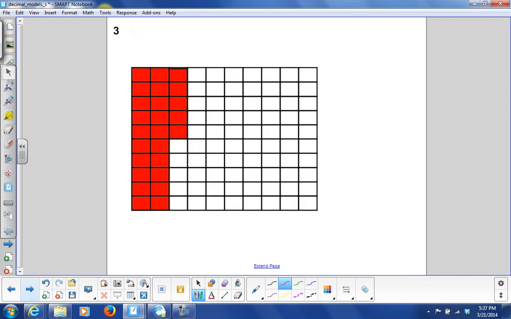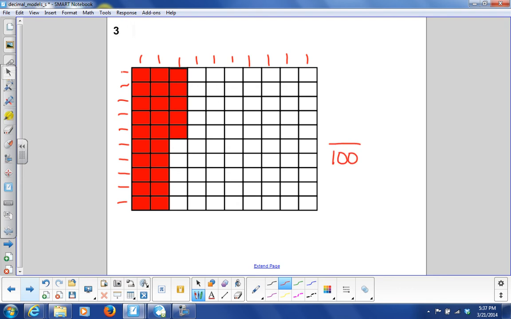Okay, here's another one. Now we've got not just 10 pieces, but we have 100, right? If I counted them here, I had 1, 2, 3, 4, 5, 6, 7, 8, 9, 10. 1, 2, 3, 4, 5, 6, 7, 8, 9, 10. 10 times 10 is 100, so I know 100 pieces go in here. But you already know that because you know your base 10 blocks. So I have 100 as part of my fraction.